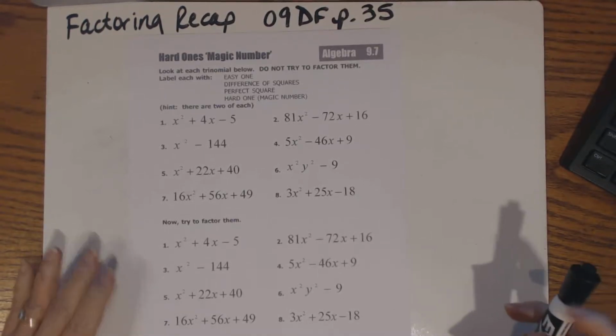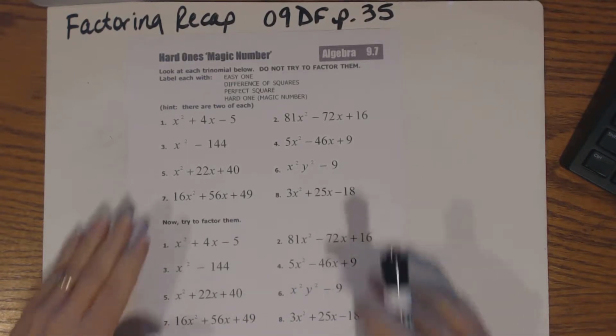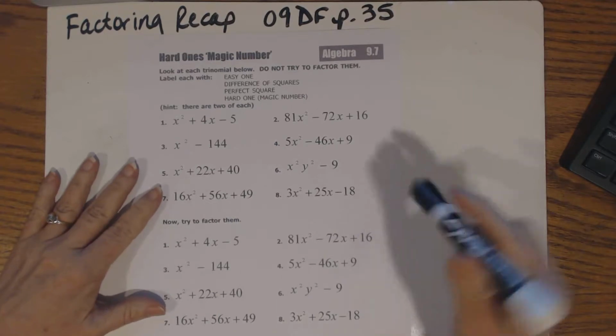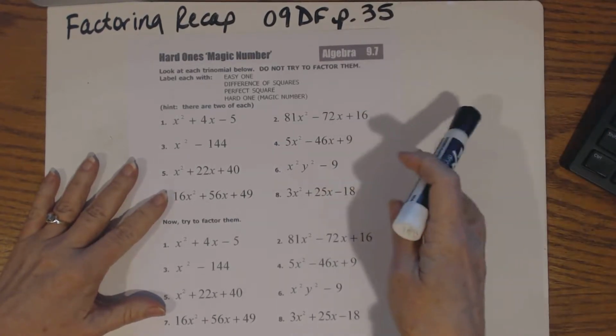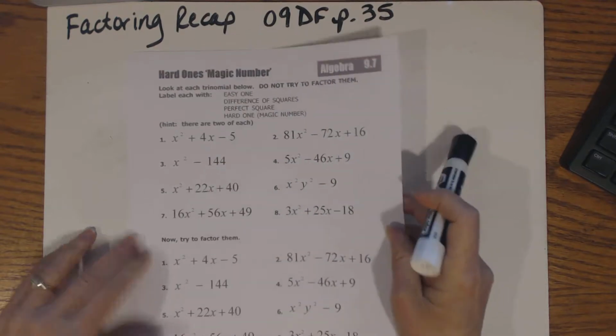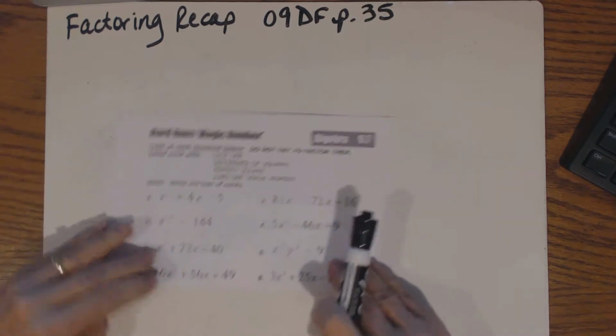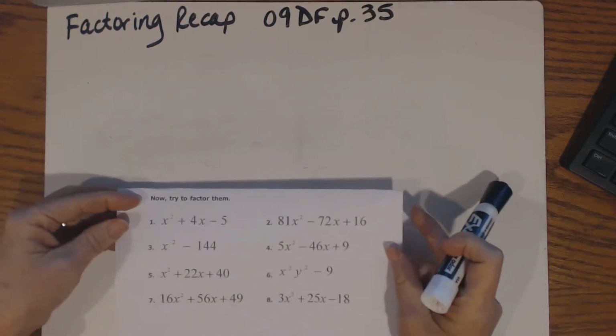Hi everybody, this is to do an overall review of what we've done with factoring so far. We really have done all four of the major types of factoring that you'll be doing in this section. I would like you to have 09DF page 35 out. It looks like this. Essentially, problems 1 through 8 are the same problems as 1 through 8 here.